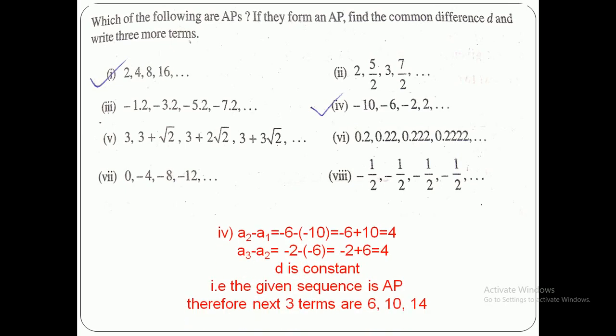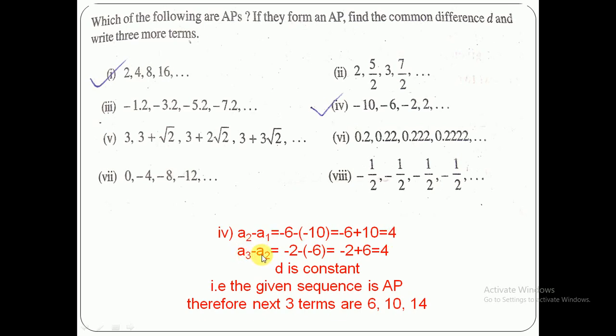First we have to check whether this forms an AP or not. To form an AP, you all know D must be constant. D, in the sense of common difference, must be constant. How to find the common difference? That is A2 minus A1, A3 minus A2, using this type of form, no? So we will check whether this fourth sequence is AP or not. A2 minus A1. Here A2 is minus 6, A1 is minus 10. When we substitute that in A2 minus A1, we get minus 6 minus of minus 10. Then it is minus 6 plus 10, which is equal to 4. Next, A3 minus A2.